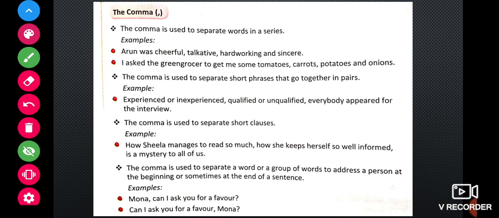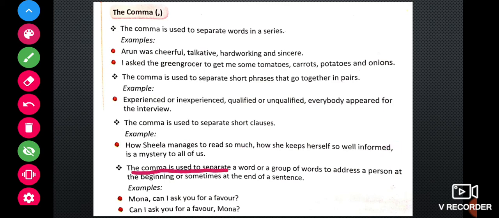Now here, this is the first phrase: how Sheila manages to read so much. This is the second phrase. And this is the third phrase. These are several short clauses. So these are separate clauses, and to separate these clauses, a comma is used.